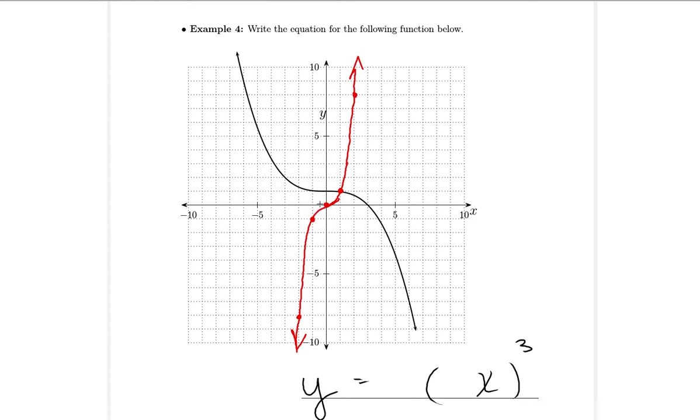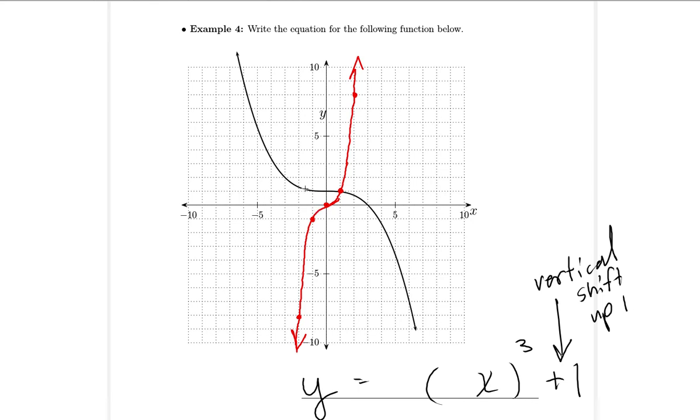Now, what's happened here? Well, it looks like this point hasn't moved at all in the left-right direction. So that means I don't have to add or subtract anything with the x, right? There's no horizontal shift. There is a vertical shift, right? It looks like it went up 1. So I think we definitely need to put a +1 over here. So vertical shift up 1.